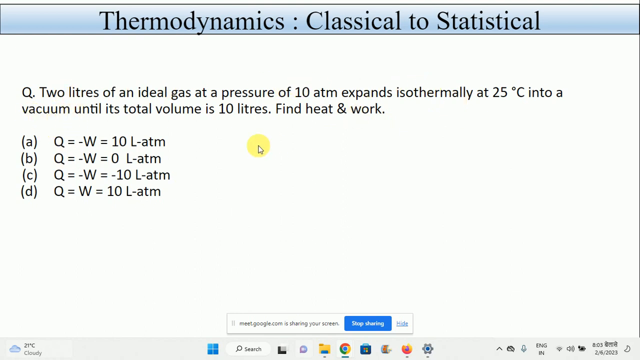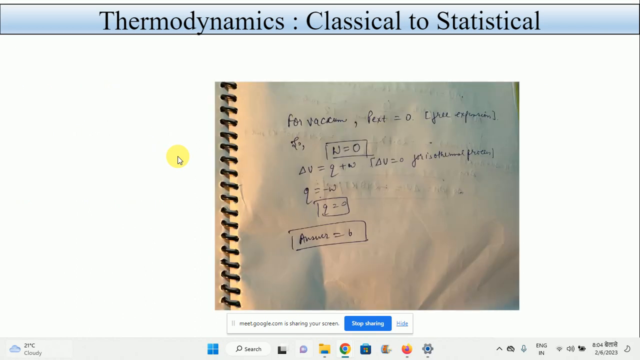Other things are just like an illusion. So this vacuum is a free expansion. So for free expansion, work done is 0, since P external is 0. Then for an isothermal process, delta U is 0. So delta U is equal to Q plus W. Since delta U is 0, W is equal to minus Q. So then heat is also 0. So the correct answer is B, Q is equal to minus W is equal to 0 liter atm.